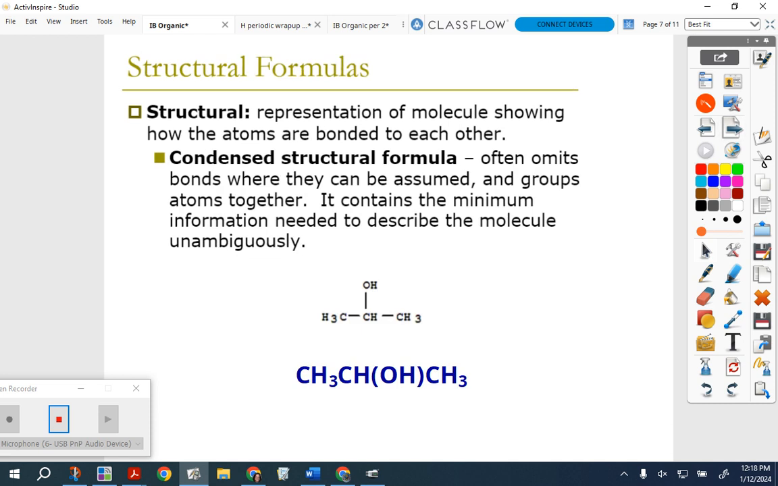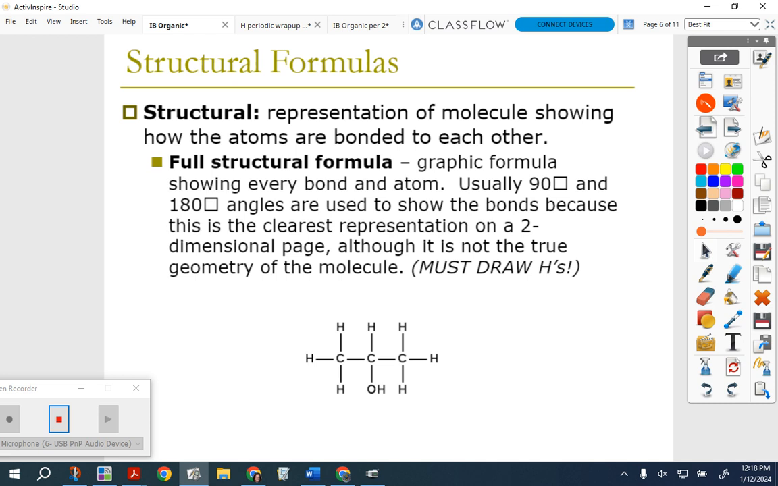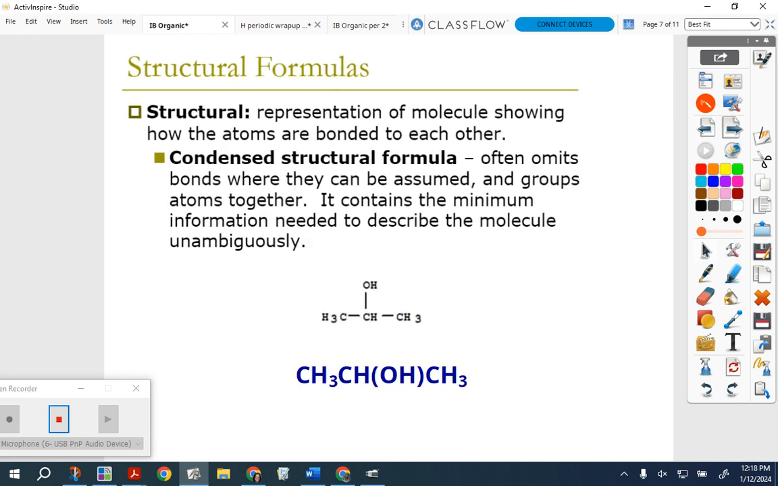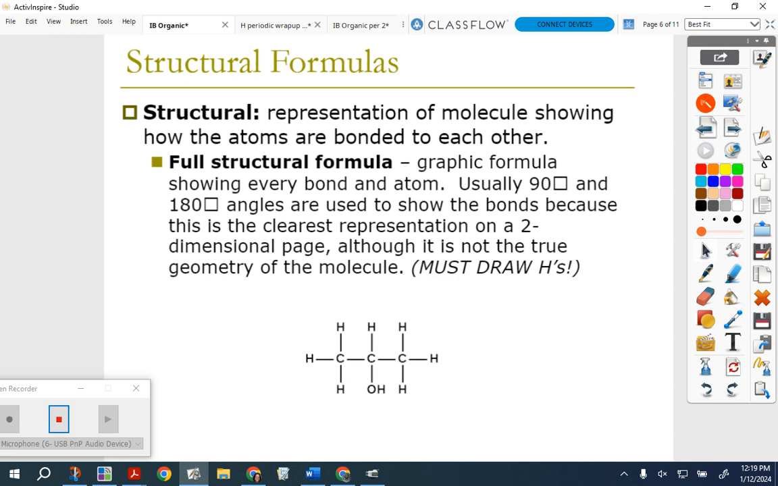There's also something called a condensed structural formula, and I'm sorry that this is so small. I was trying to play with it. This is an old slide, but basically we can shorthand it. Rather than showing all of the bonds, we can turn this molecule here into a condensed structure where we just say, okay, here's a CH3, here's a CH3, here's a carbon and a hydrogen, and here's an OH hydroxyl group. And this is a lot easier and faster to draw than the whole full structural formula.